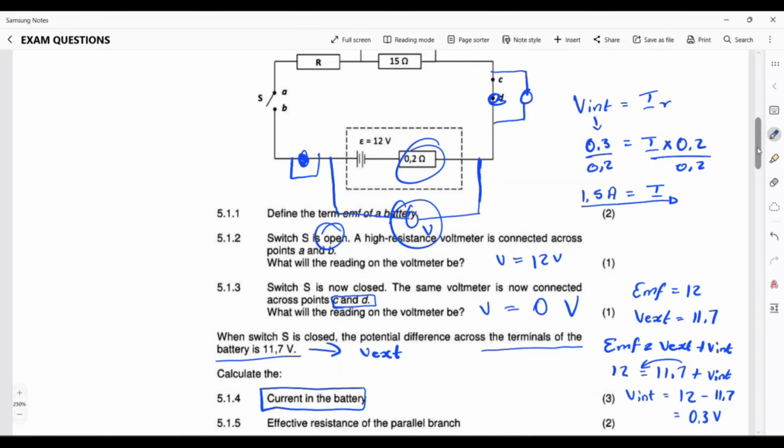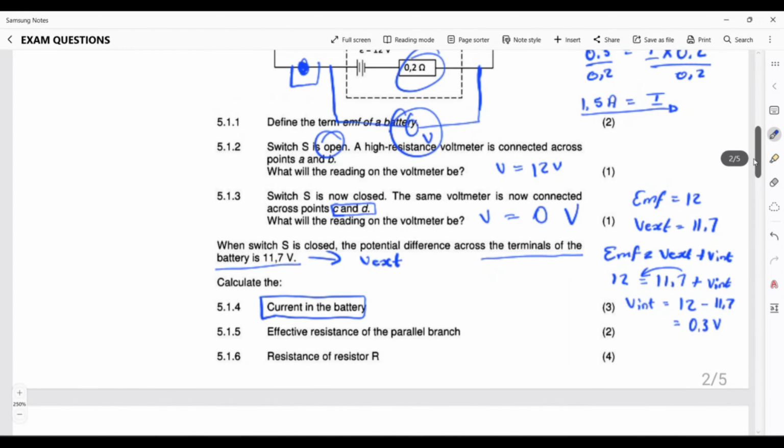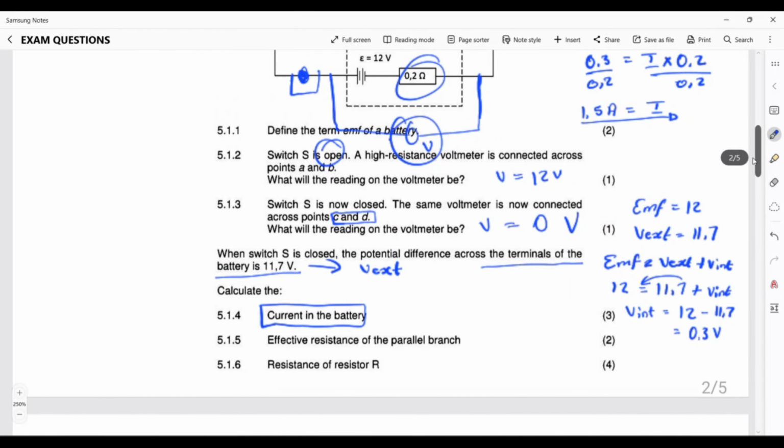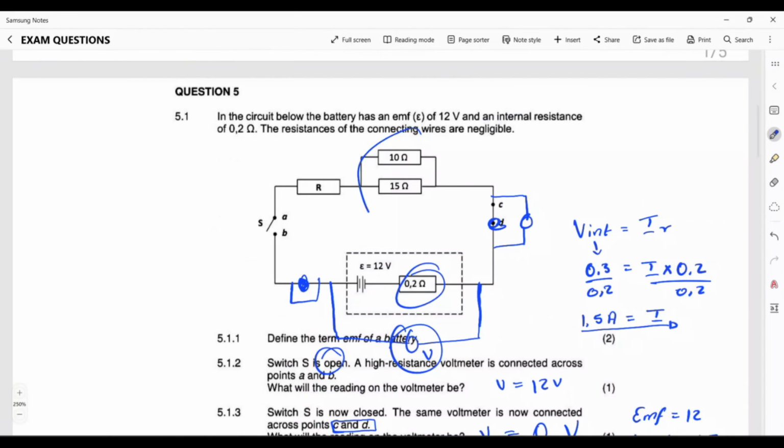Now the second question says, calculate the effective resistance in the parallel branch. They mean this one. So you simply say RP is equal to R10 multiplied by R50, divided by R10 plus R50. You know this formula very well. That's 10 times 50 divided by 10 plus 50. What answer do you get?